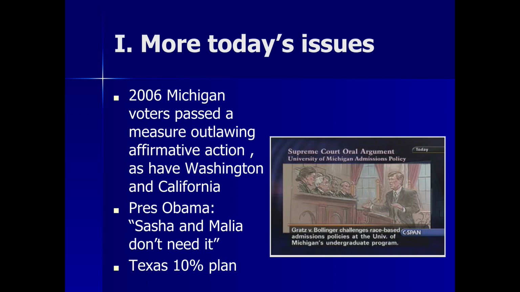Okay, and then Michigan just outlawed it with a referendum altogether. No affirmative action. California did the same thing. Washington did the same thing. Notice all 3 of these are basically Democrat states. Now, Michigan went red this time, working class. Washington, California, very blue states.